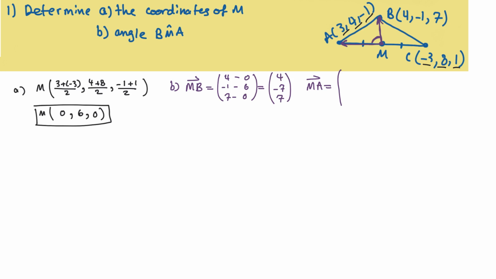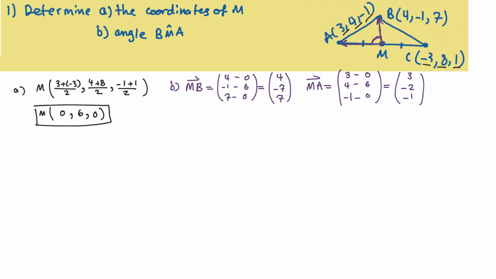And for MA, we're going to use the same concept. Take the x, y, and z coordinates of point A and subtract point M. That's 0, 6, 0. And I will get 3, 4 minus 6 is negative 2, and negative 1 minus 0 is negative 1.